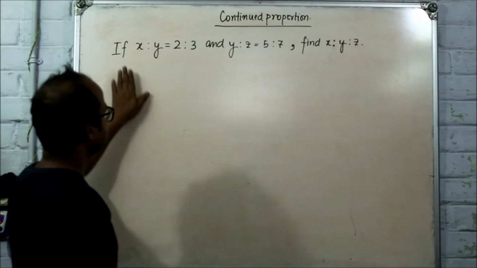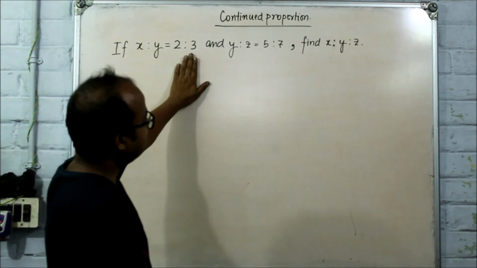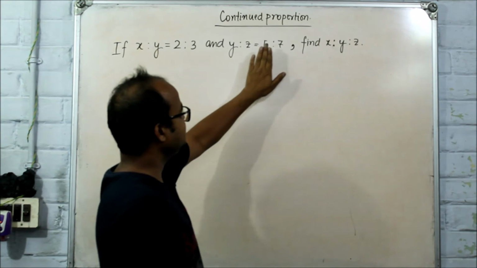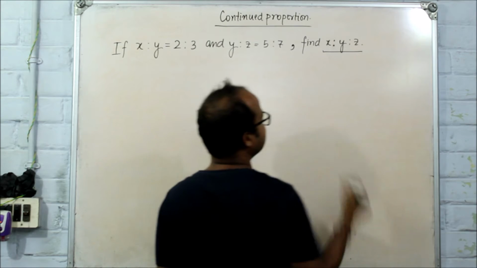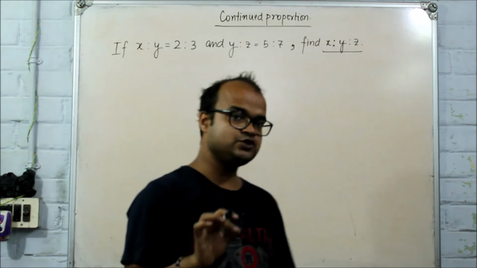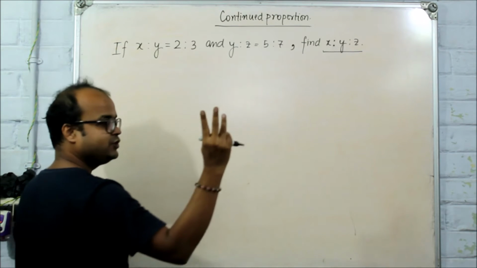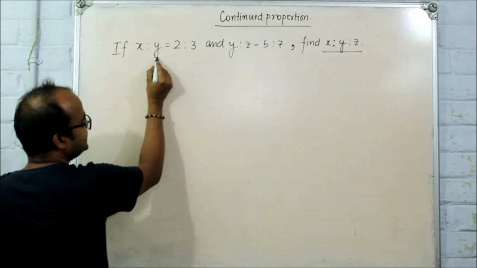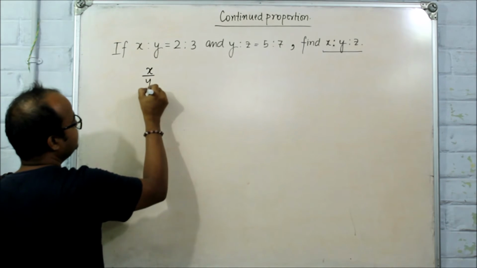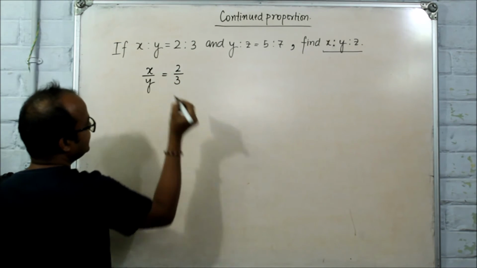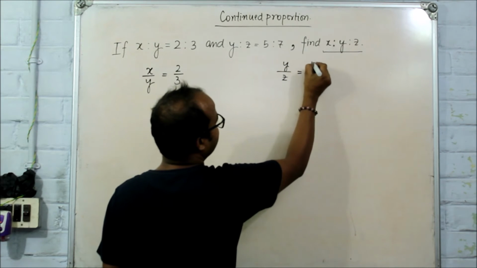Now let us discuss this problem. If x is to y is equal to 2 is to 3 and y is to z is equal to 5 is to 7, we have to find out x is to y is to z. So this is a sum actually based on continued proportion. Now see, x, y and z are three numbers. The ratio of first and second and the ratio of second and third are given. So x by y is given as 2 by 3 and y by z is given as 5 by 7.